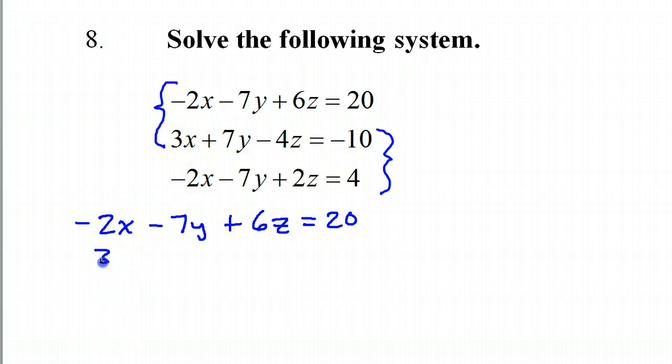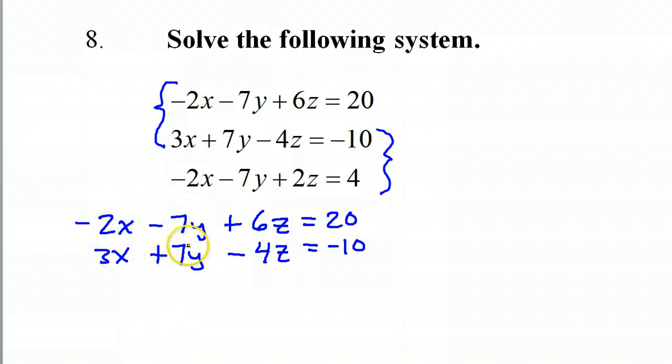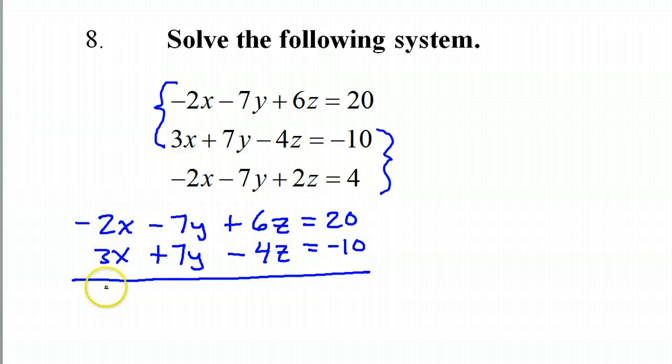And we have 3x plus 7y minus 4z equals negative 10. Now normally we would have to multiply one or both of these equations to get opposites. But since the y's are already opposites, we can just draw a line and combine like terms. So putting these together, these x's will just give us x. Of course these cancel out, so they're gone.